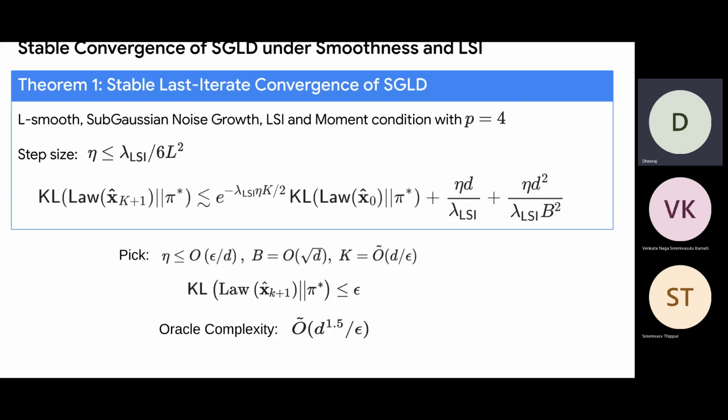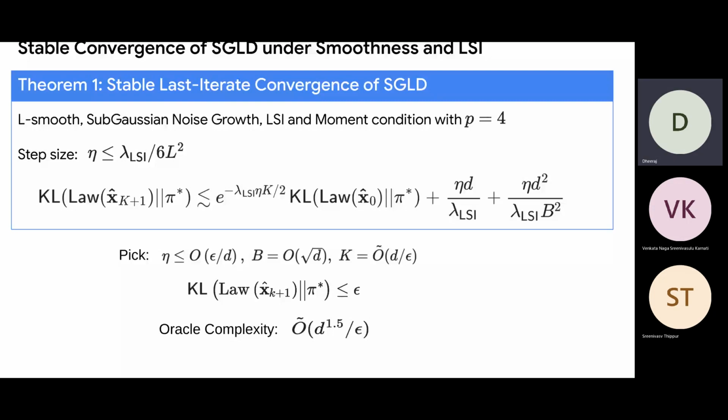So let's say eta we take it to be epsilon over d, and the batch size to be of the order square root d, so that these two terms become equal, and then iterations k to be d over epsilon. Then we can assure that the KL between the last iterate is of the order epsilon. So what is the oracle complexity? That is the number of steps we took, k, times the batch size, which is d to the 1.5 over epsilon, like I promised.